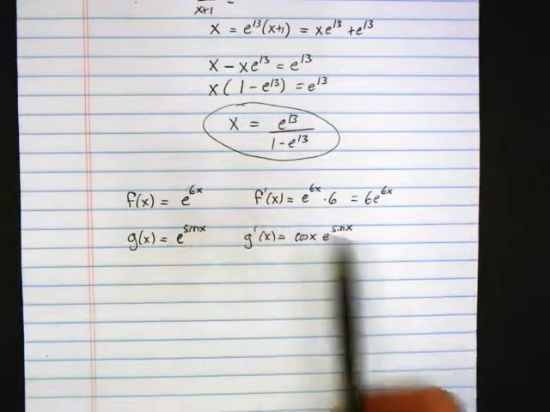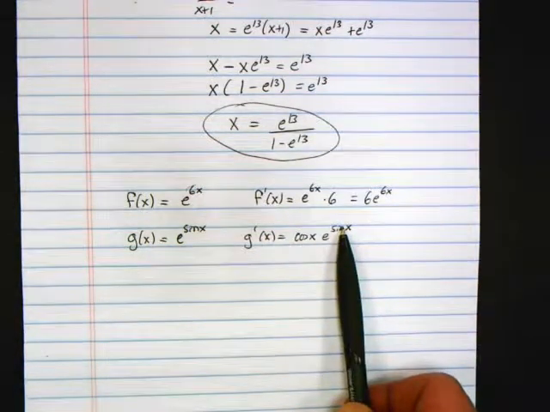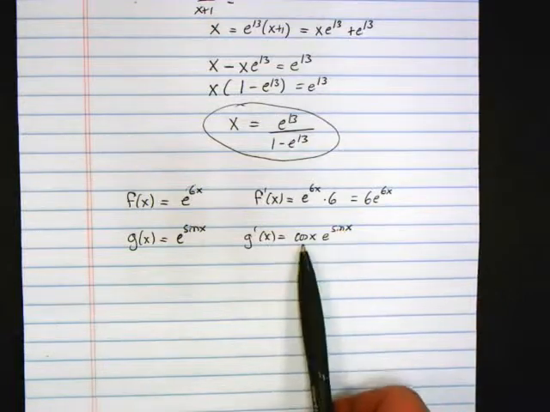So the derivative of e to the sine is e to the sine, and then you have to multiply by the derivative of the exponent. The derivative of sine is cosine.